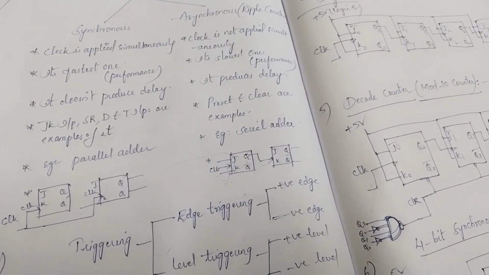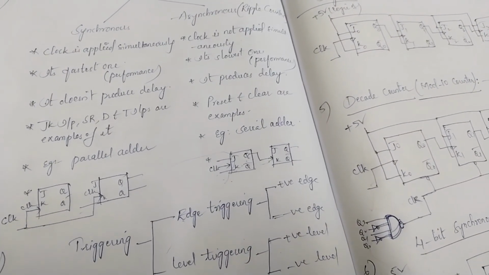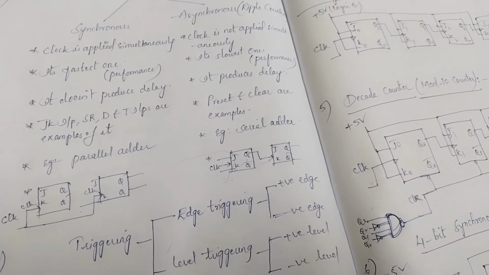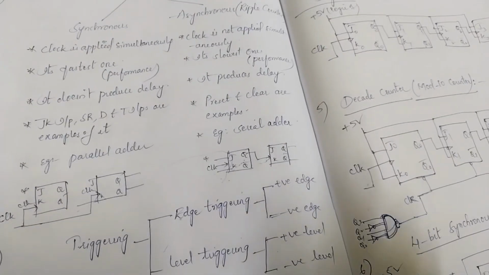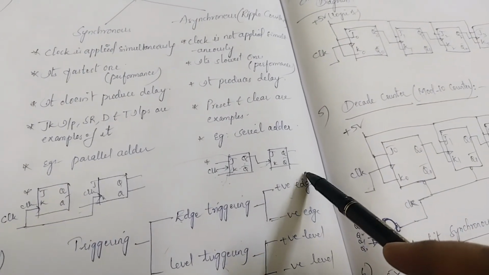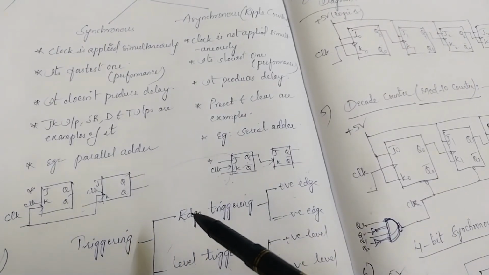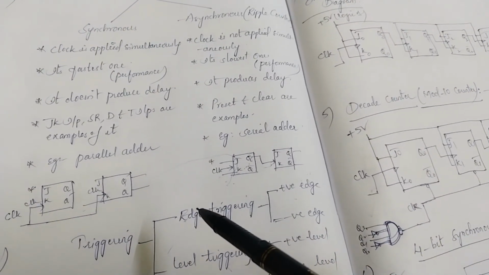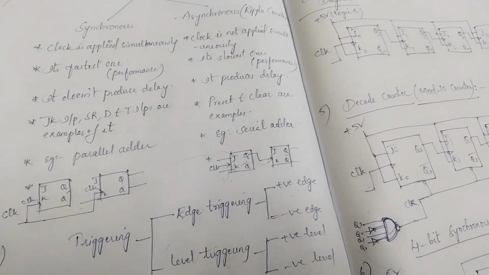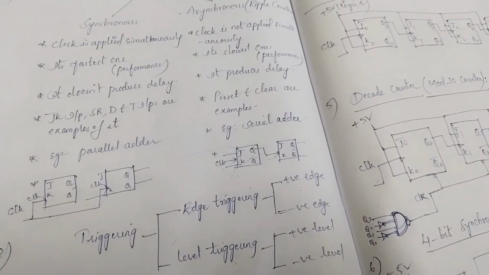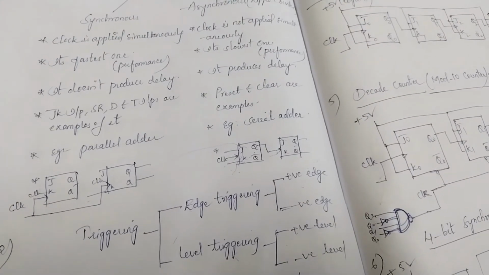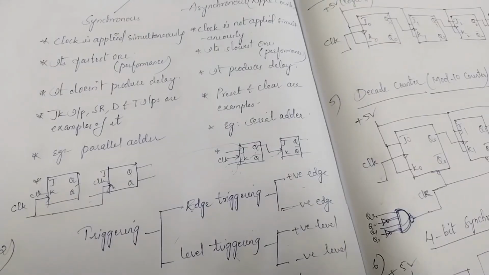Next, since it is fastest, synchronous counter does not produce any delay. Asynchronous counter produces delay. The example for synchronous counter is parallel adder, and the example for asynchronous counter is serial adder. And here we can take the inputs of the synchronous counter. So what are the inputs of synchronous counter? Means JK inputs, SR inputs, D and T inputs. These are considered examples of it. Whereas for asynchronous, preset and clear are considered as asynchronous inputs.